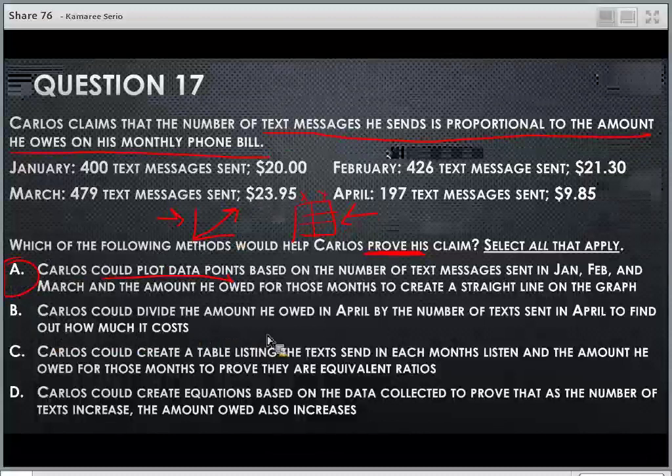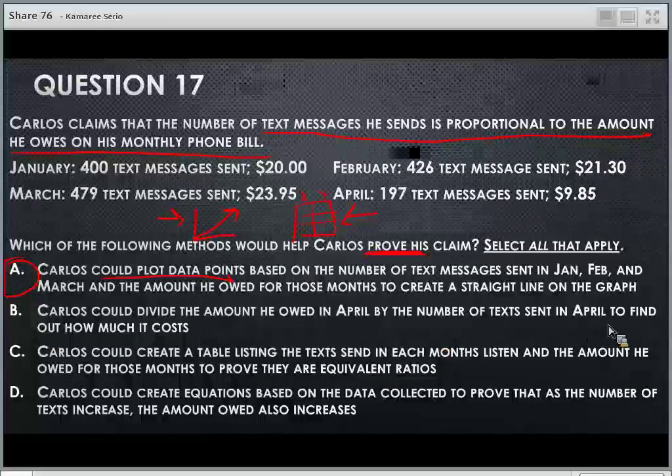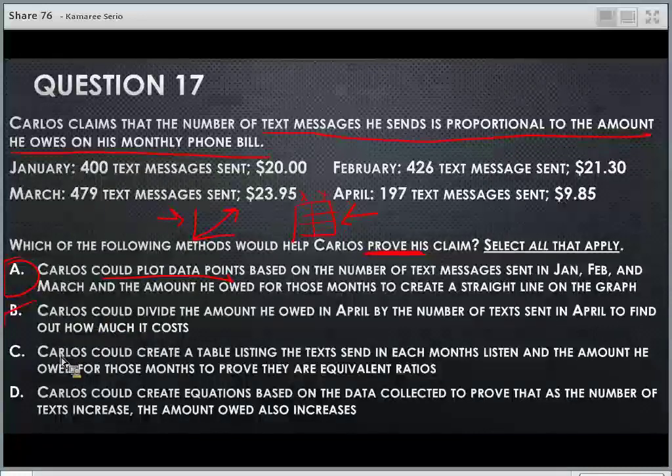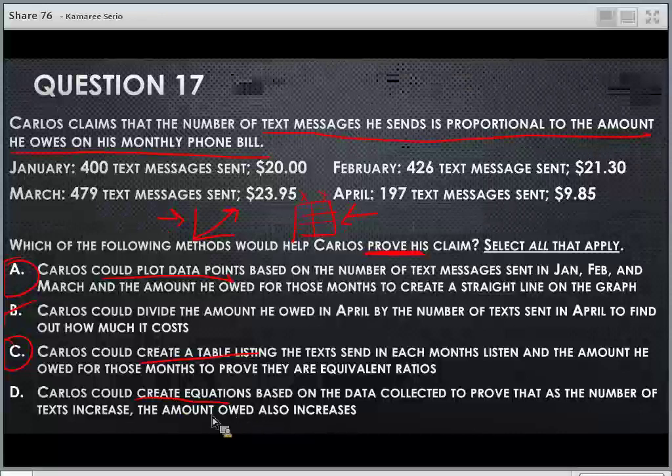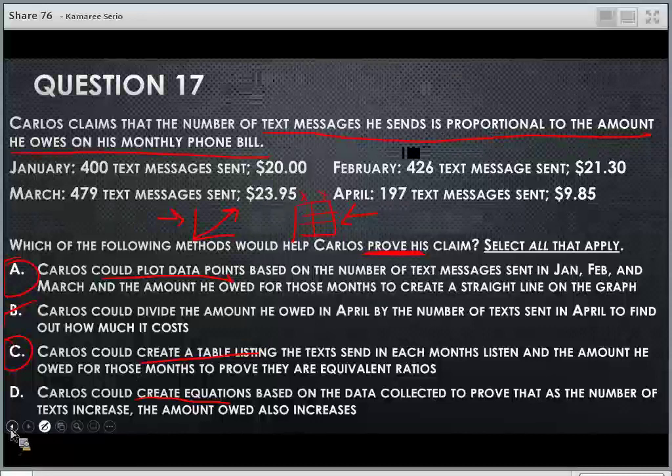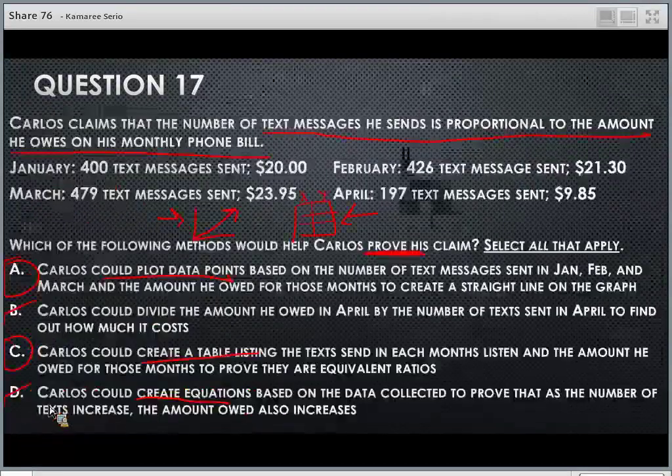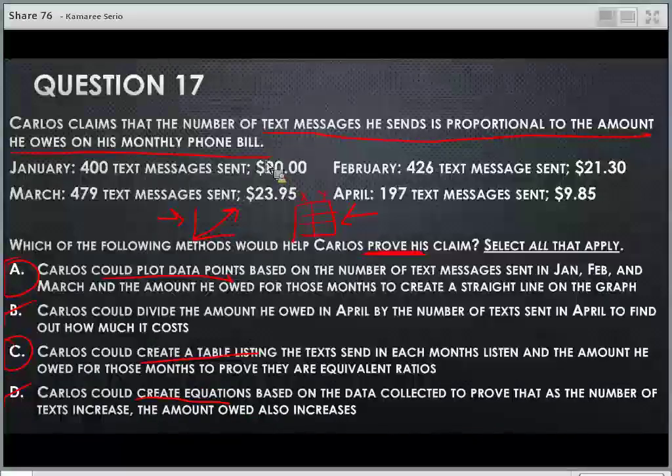This is that he could divide the amount he owed in April by the number of text messages sent in April. Well, that's only giving us the unit rate for April, right? That doesn't tell us anything about any of the other months, so it can't be B. And it says Carlos could create a table. Perfect. And Carlos could create an equation. Well, equations really only need to have 1 month in order to write that equation. So that is not the best representation. So again, you want to pick one talking about a graph, talking about a table. Graph and table.